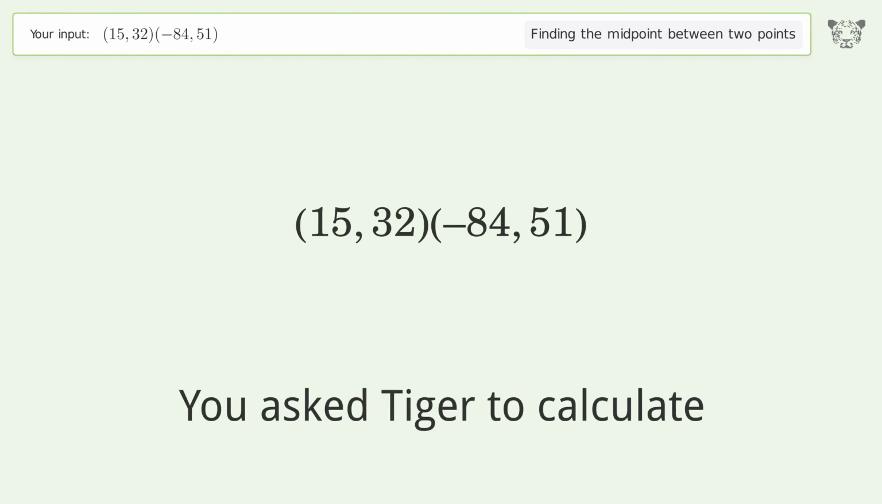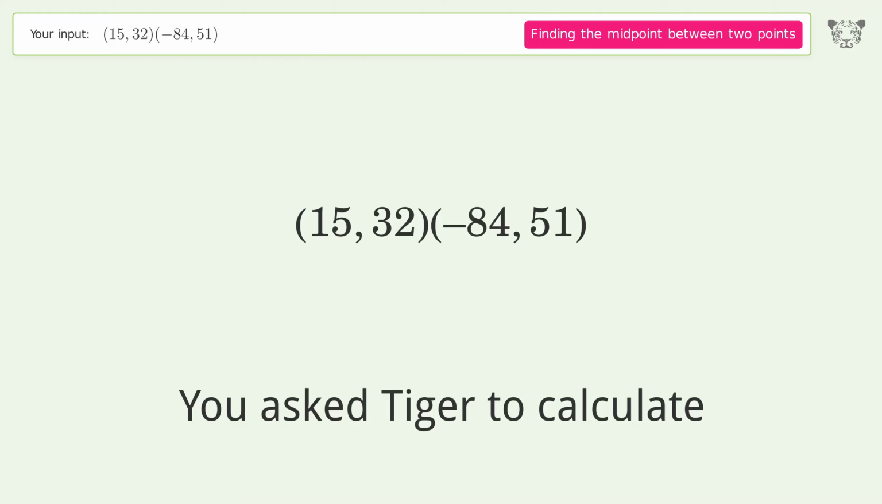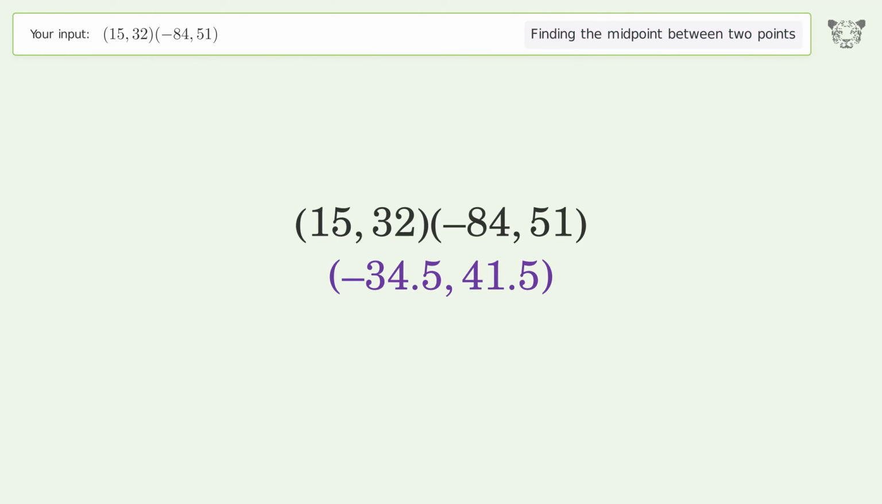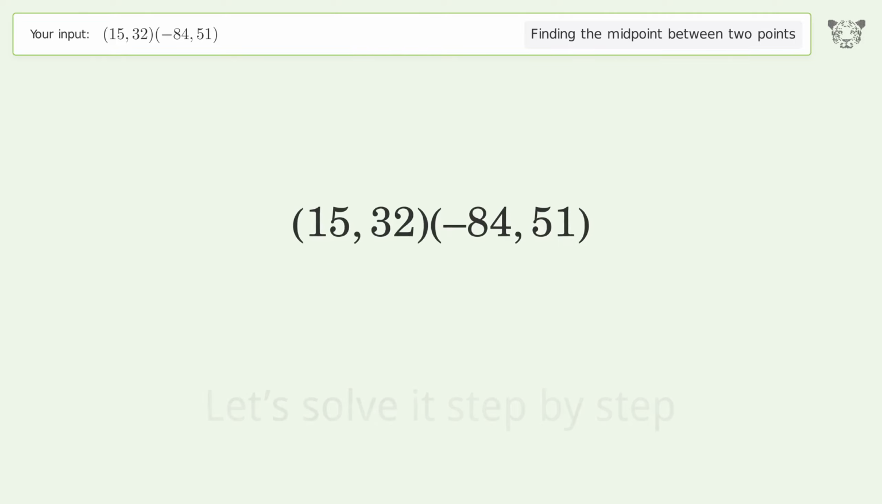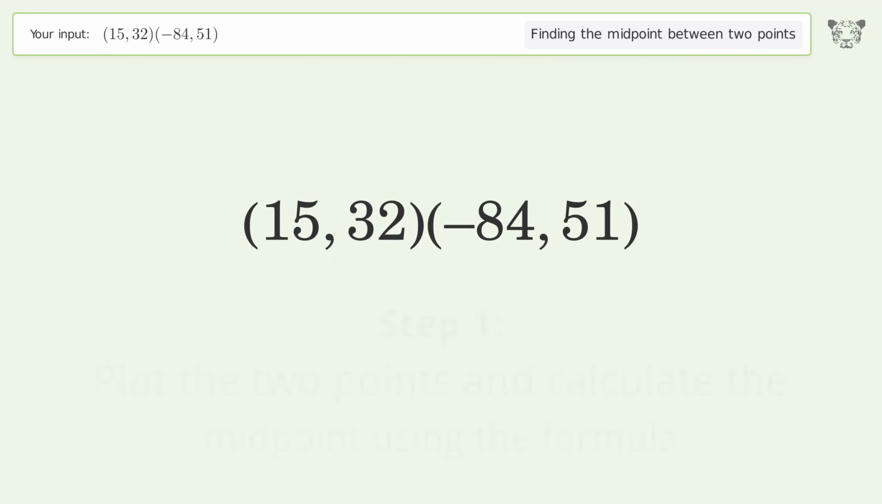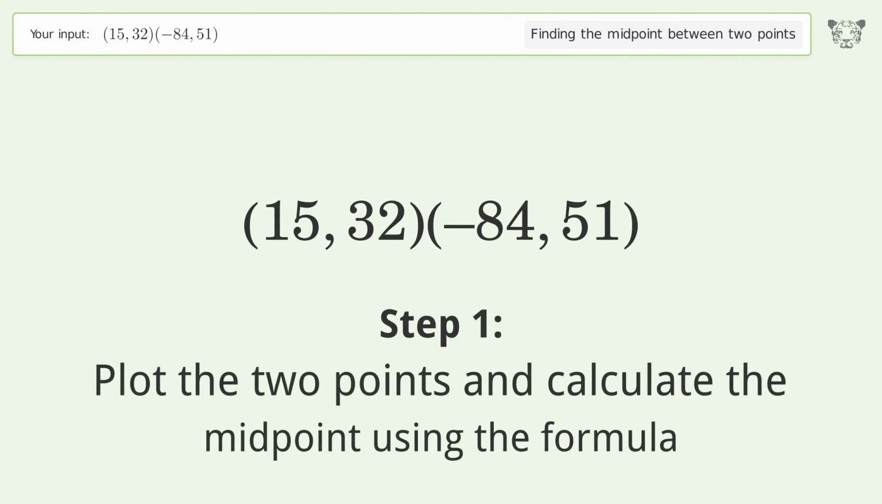You ask Tiger to calculate. This deals with finding the midpoint between 2 points. The midpoint between the 2 points is negative 34.5, 41.5. Let's solve it step by step. Plot the 2 points and calculate the midpoint using the formula.